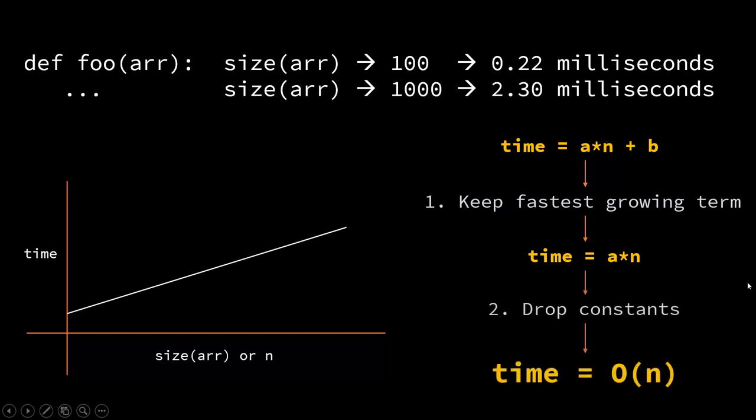The second rule is we drop any constants. So the constant is a, and we drop it. What is left is n. And now we say the big O time complexity for this program is order of n.